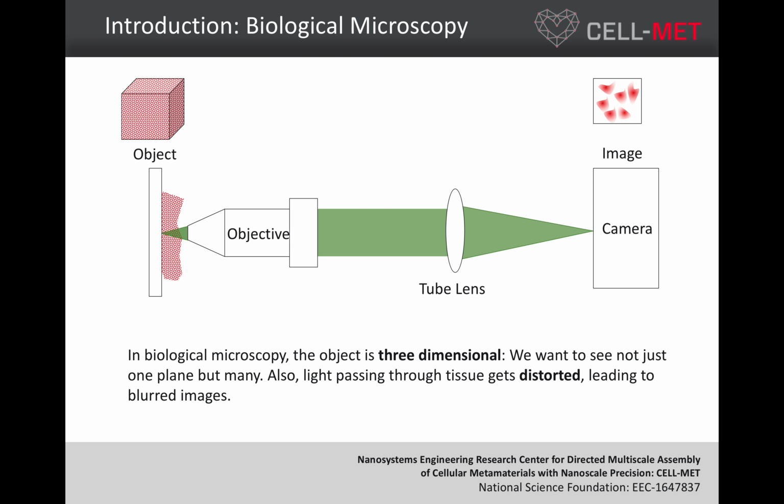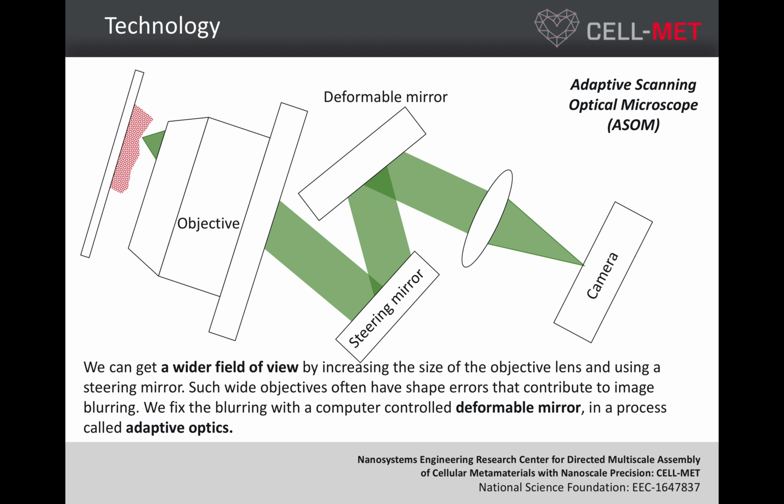So this problem has been a mainstream problem in the imaging or microscopy community, and many researchers have developed many techniques to solve these problems, and especially for CellMat, our team has recently designed a specially designed microscope called ASOM, adaptive scanning optical microscope, to fix this problem, which I will show to you in the next slide.